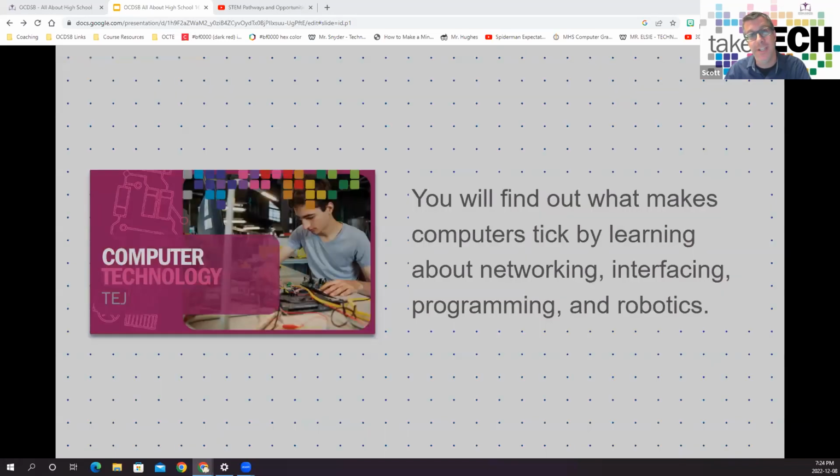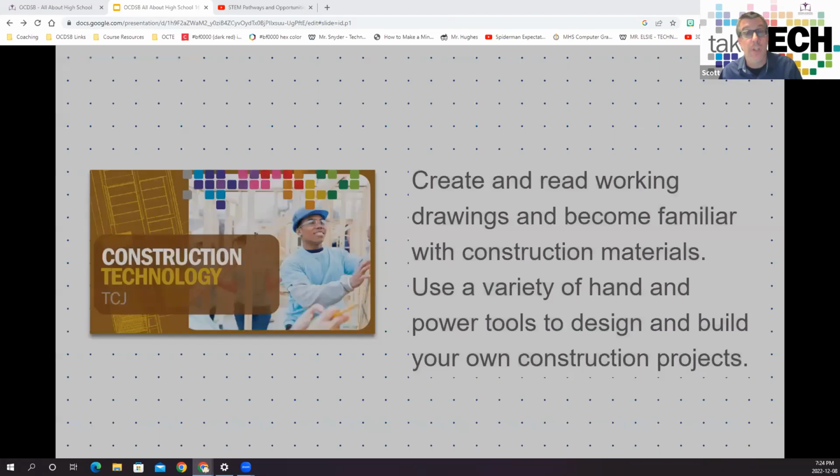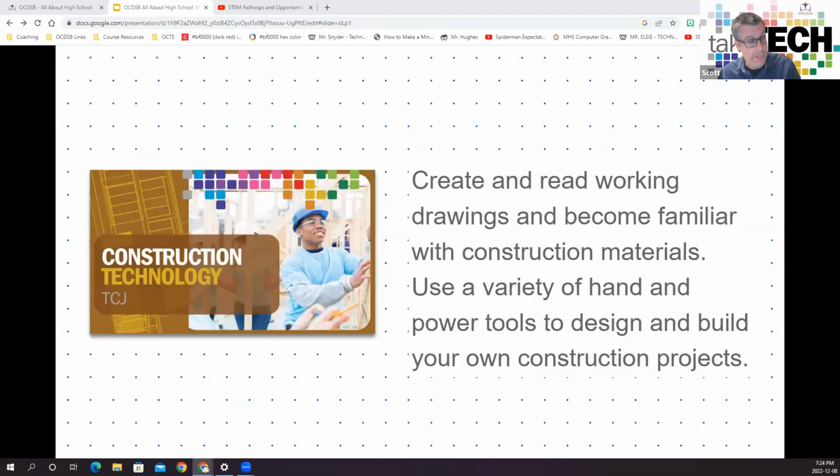If that middle character is an E, we're talking about computer technology. So TEJ, we do then have emphasis courses on things like electronics and robotics and networking. So again, schools could offer emphasis courses within computer technology. Then there's construction technology and woodworking. Students can choose to go more of the construction route, which is the TCJ you see here, which is all about framing and construction that you would see in house building. And then the TWJ is woodworking.